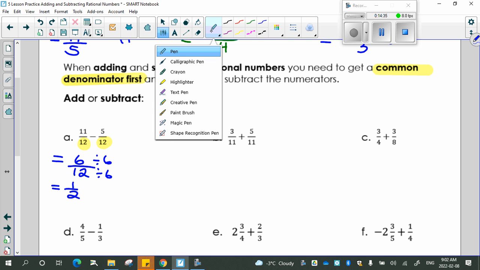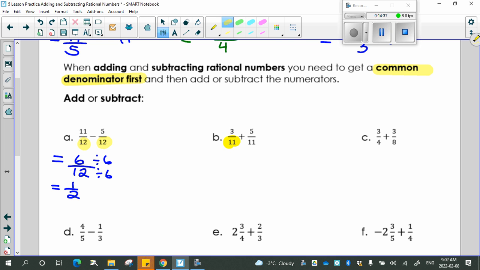And then again on the second one here, I'm lucky again. I've got 11ths and 11ths, which is lovely. So I don't have to get a common denominator. I already have one. So 3 11ths, and then I get 5 11ths. How many 11ths do I have altogether? 8, good. 8 11ths.